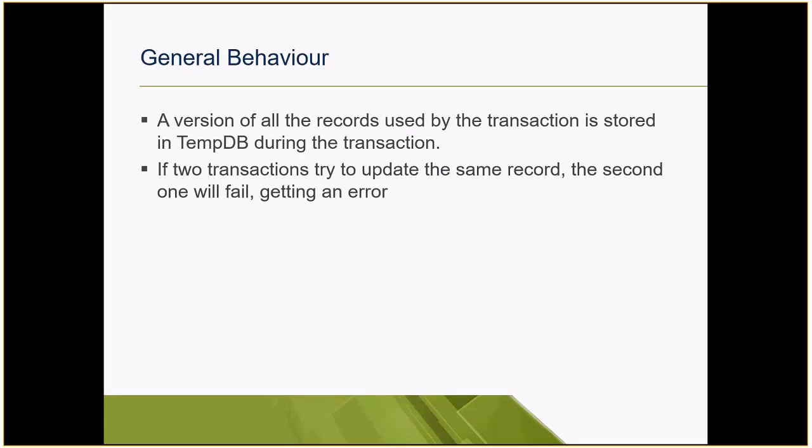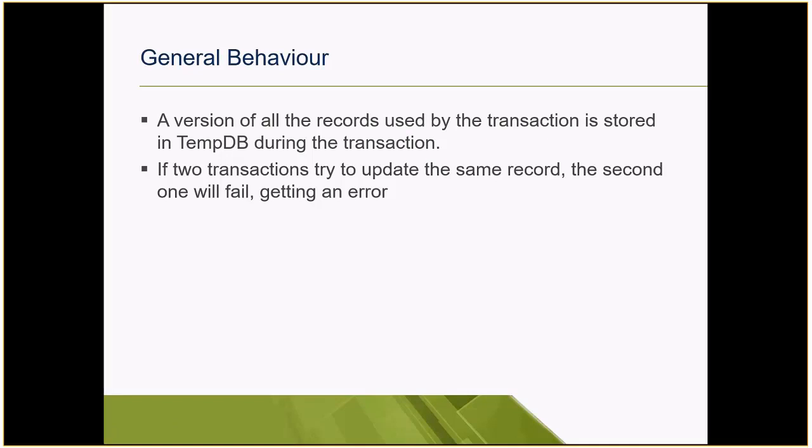This is due to the versioning system on TempDB. Why? Well, the second one that's trying to update the record is not seeing the correct version of the record. The second one is seeing an old version on TempDB, but the record was updated by the first transaction. So, due to that, the optimistic concurrency isolation doesn't allow this kind of concurrency. The second transaction will get an error.